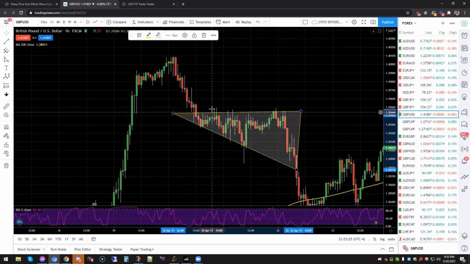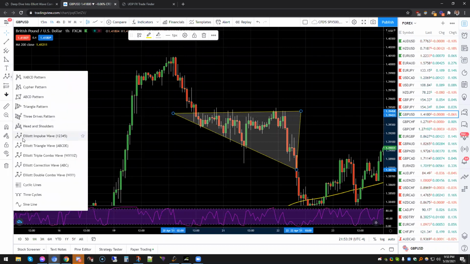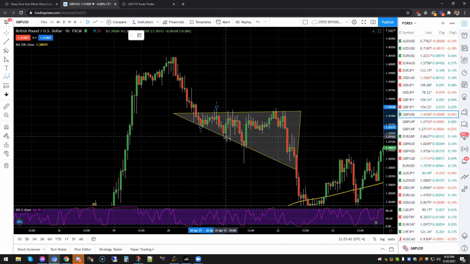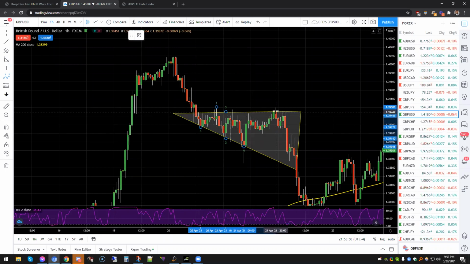So this could be 1, 2, 3, 4, 5. Yes. So this is a diagonal formation, actually, an expanding diagonal formation, because as you can see, I can count 5 waves within it. Let me just use the Elliott wave count. So we have 1, 2, 3, 4, 5.